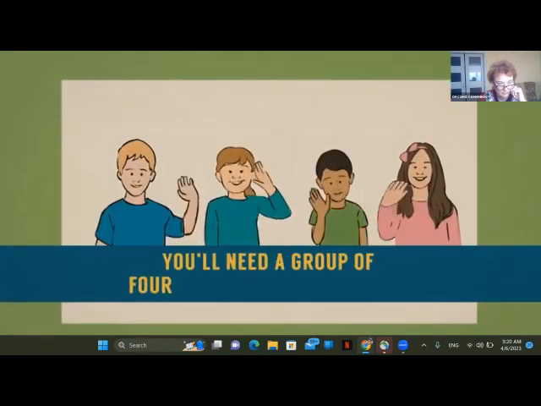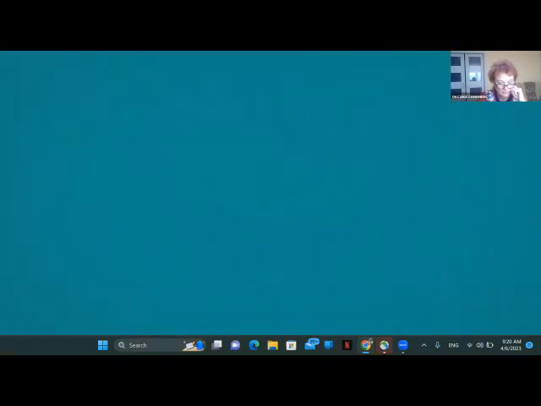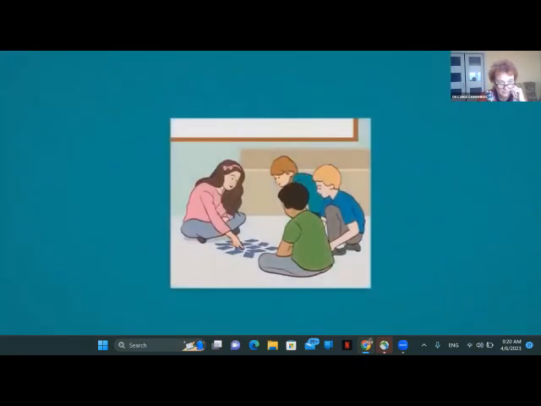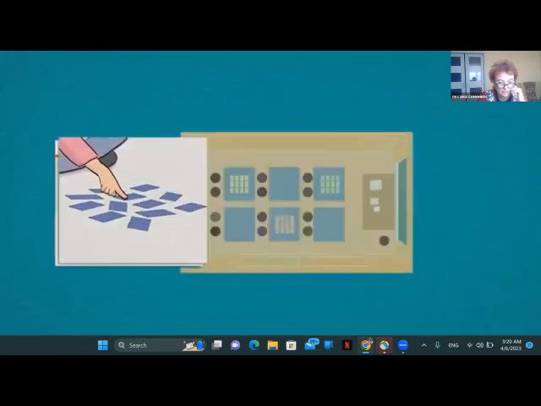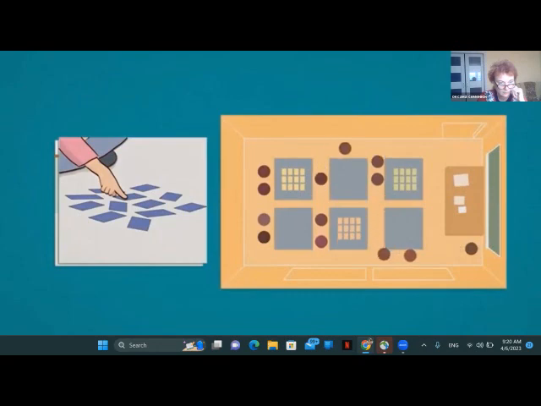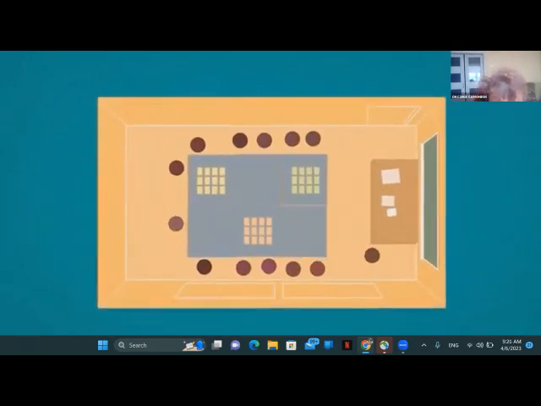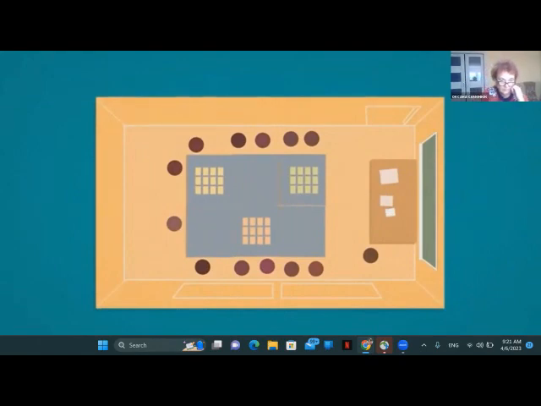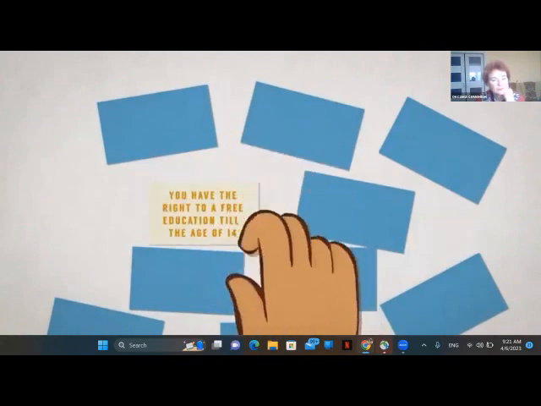Next, you'll need a group of 4 or 5 students to play the game. If there's space, ask the students to kneel in a circle on the floor and spread the cards out face down on the ground. Or, if you're working in a crowded classroom, push some desks together and have children sit around them, again with the cards spread out face down on the tabletop. The first player turns over a card without moving it.